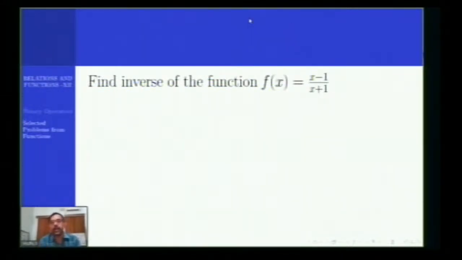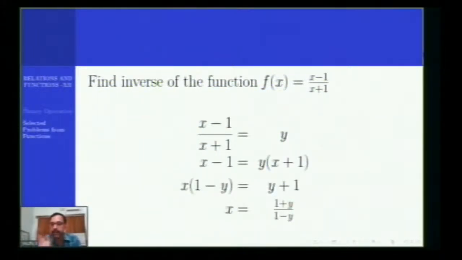Then what will you do? Here I have a function f of x. I have not given domain and range. Students can think about what will be its domain and what will be its range. You will do x minus 1 by x plus 1 equal to y. Then cross multiplying and simplifying, you will get x equal to 1 plus y divided by 1 minus y. Looking here, you can tell the domain of this inverse, and that domain of the inverse will be the range of the given function. So this is one method to solve this type of problem.